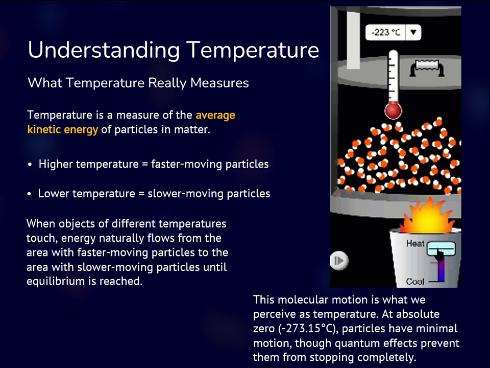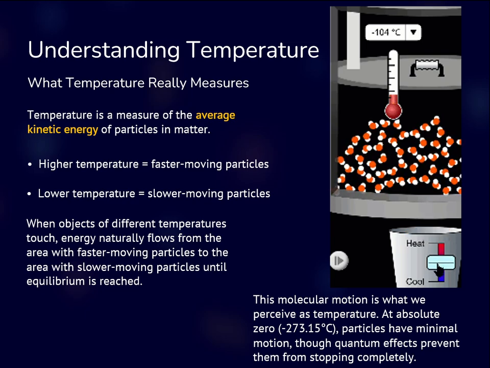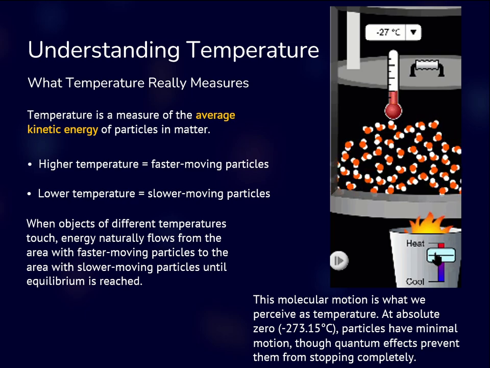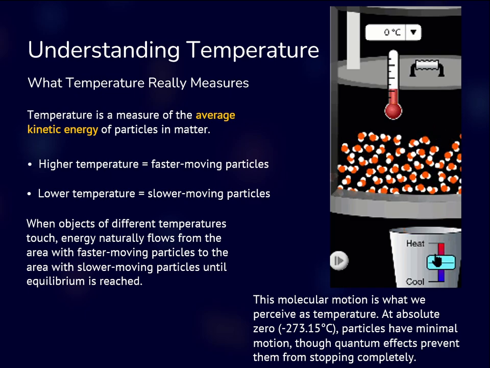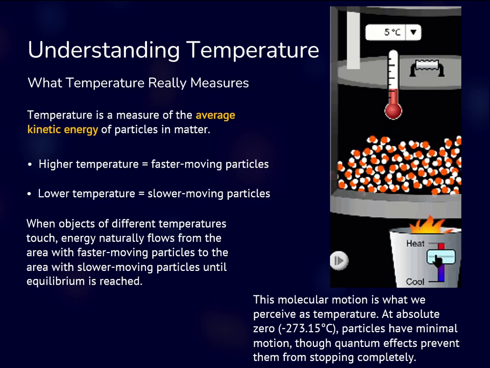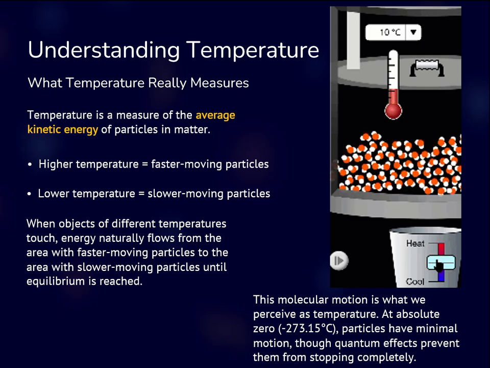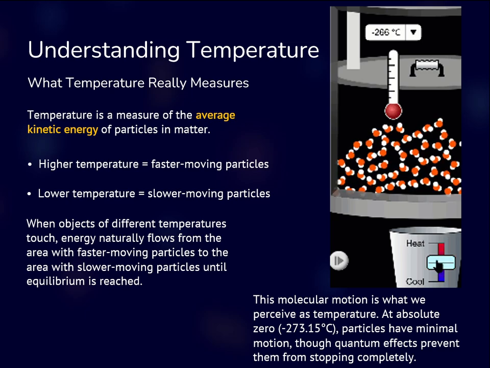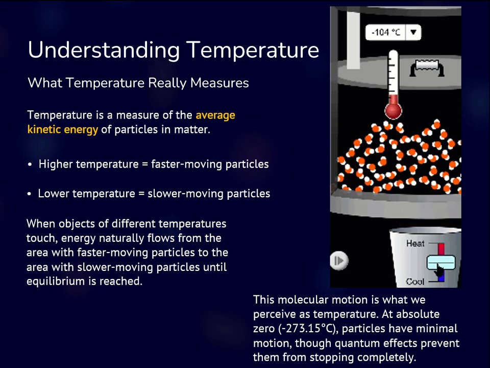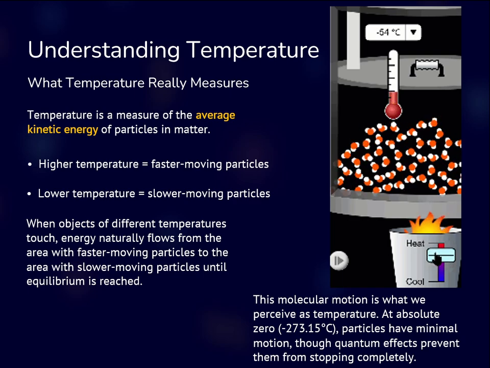But what is temperature exactly? Temperature is a measure of the average kinetic energy of particles in matter. Remember, higher temperature means faster moving particles, and lower temperature means slower moving particles. When two objects of different temperatures touch, energy transfers from the faster particles, meaning the hot object, to the slower ones, meaning the cold object. This continues until both objects reach the same temperature, which we call thermal equilibrium.